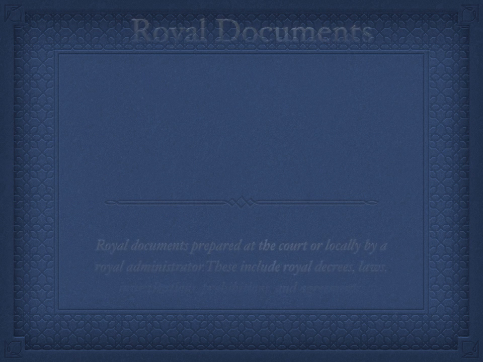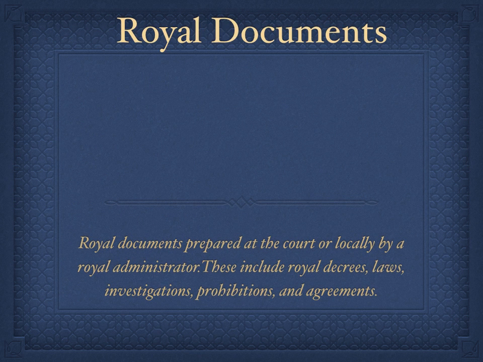So let's look at a couple things relating to royal documents. I'm just wanting to kind of categorize a couple documents for you so you can fully appreciate them. Royal documents were those that were prepared at the royal court or locally by a royal administrator. These include royal decrees, laws, investigations, prohibitions, and types of agreements.